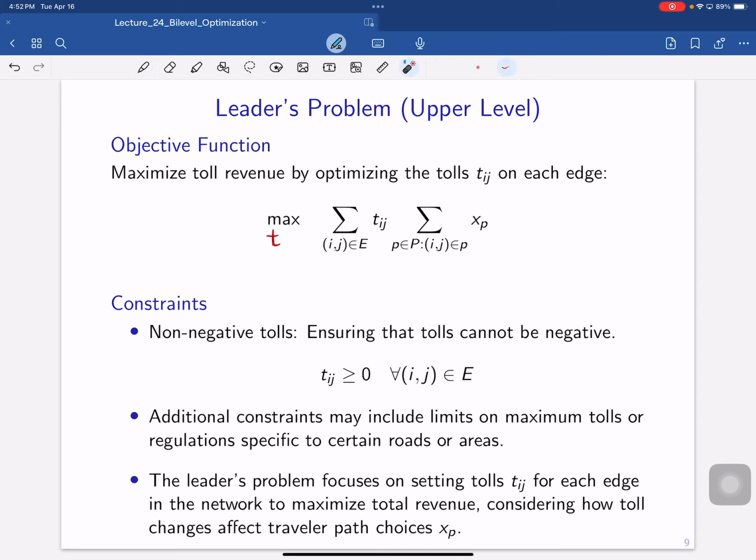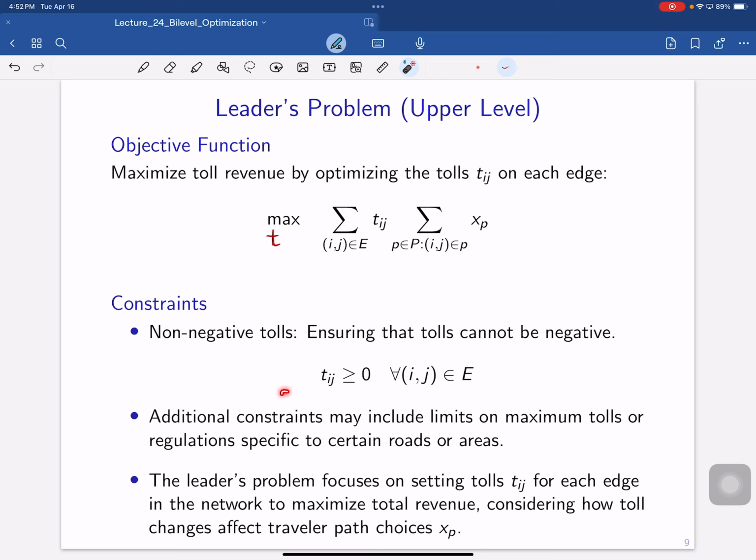And then these xp variables are the variables related to the follower. After the tolls are set, the follower will respond optimally by choosing the path. So here xp is the number of travelers choosing path P. If this edge ij is part of path P, then you will do xp times Tij. So this is all the revenue collected by the toll setting agency after the travelers respond optimally to the tolls. Okay, so what are the constraints here?